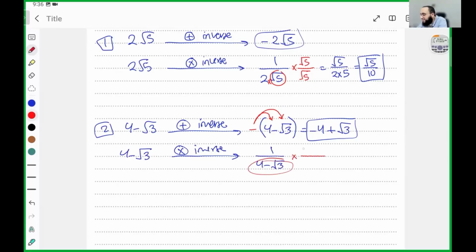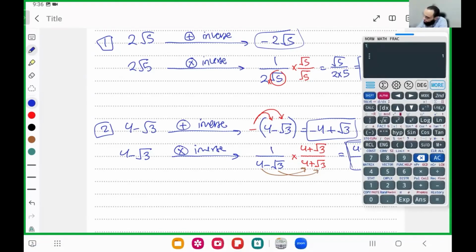times 4 plus, yes, root 3. Excellent. Up and down. Up, it's 4 plus root 3 only. Down, 4 times 4, 16. Root 3 times root 3, 3. 16 minus 3, 13. That's it.